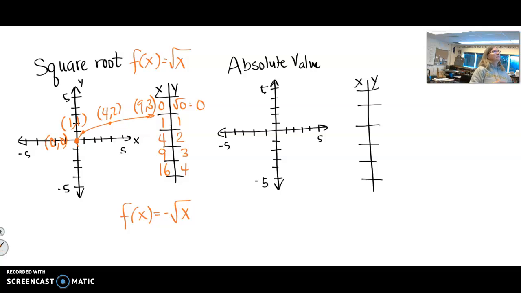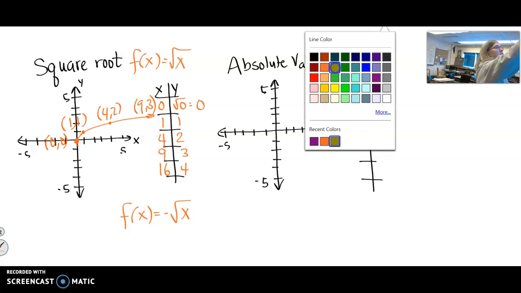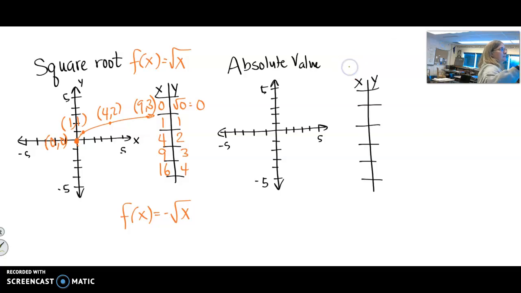Okay, absolute value, the last one we're going to do for right now. The absolute value parent function is just the absolute value of x. And remember, absolute value means whatever's inside the absolute value is going to be positive. So if we make a table here starting with -3 and go by ones, I'm going to add one more row.